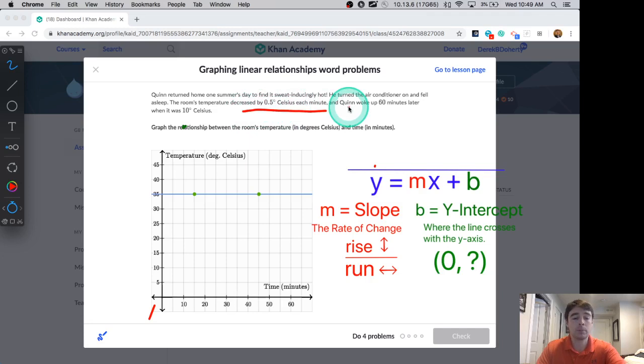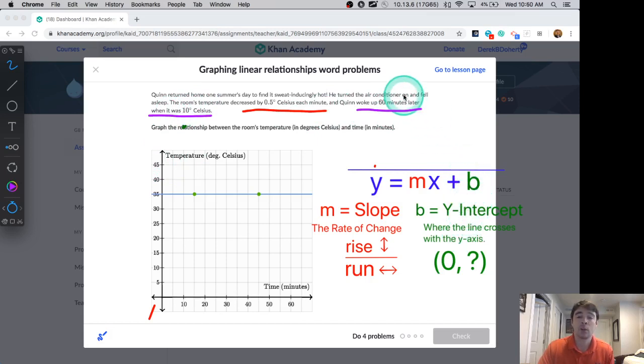I'm also told that Quinn woke up 60 minutes later when it was 10 degrees Celsius. And I actually want to change my mind. I'm not going to put that in green. I'm instead going to put it into purple. And the reason for that is this is describing us one point in time, but it's not the y-intercept point. They tell us Quinn wakes up 60 minutes later when it was 10 degrees Celsius. So one big challenge here is the word problem doesn't tell you the initial temperature in the room. It tells you the temperature after 60 minutes. So this is related to the y-intercept.